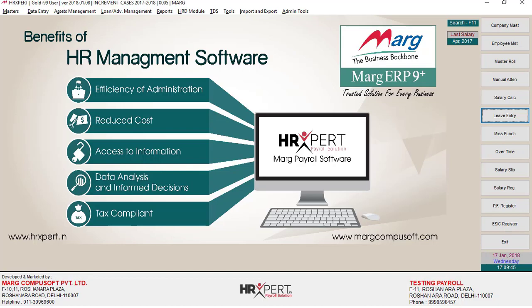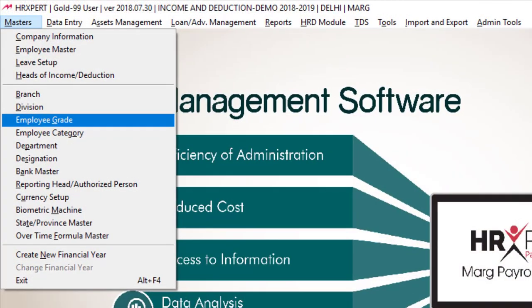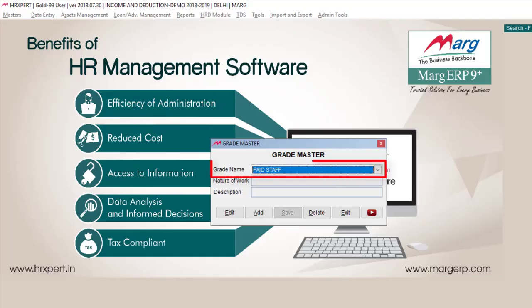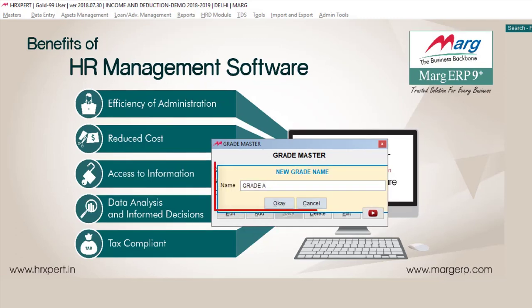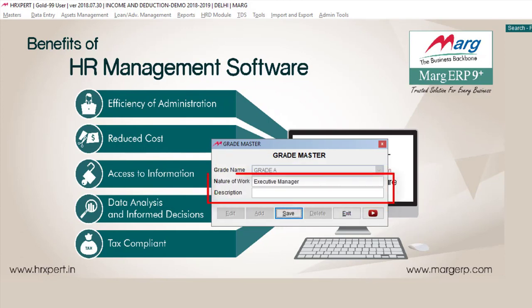To create the grade master, you will go to Masters, then to Employee Grade. Here you will see a grade by the name of Paid Staff gets created by default, but if you want, you can create a grade according to you. For this, click on Add after coming to the grade master, then enter the grade name and click OK. Then enter the nature of work and description, and after this, click on Save.